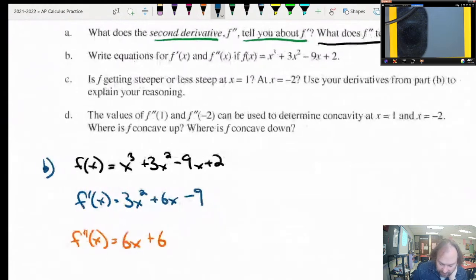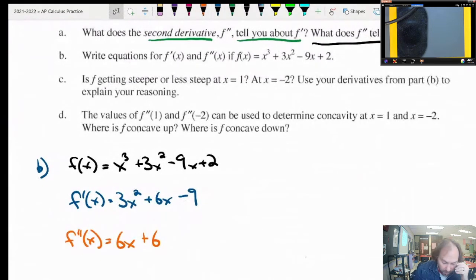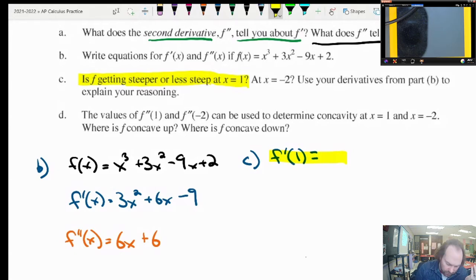Question C, is f getting steeper or less steep at x equals 1? When it comes to determining the steepness of the graph, we're talking about f prime. So C is really asking us, what is f prime of 1? Which is a really easy question to answer. I'm going to highlight this question and then highlight this equation because they're going to ask the same question. F prime of 1 is going to be 3 plus 6 minus 9, which is a really solid 0. So that's kind of a trick question. Is it getting steeper or less steep at x equals 1? It's neither. It's actually a horizontal tangent.